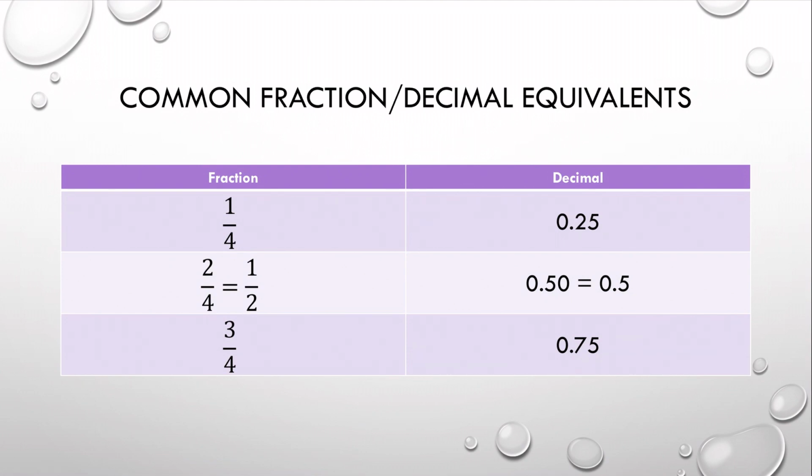And when you think of fourths, think of money, think of quarters. Okay, so 25 cents in money is the same as 1/4 or 0.25. Okay, 50 cents is the same as 0.5, which is equivalent to 2/4 or half a dollar. And then 75 cents is the same as 3/4.